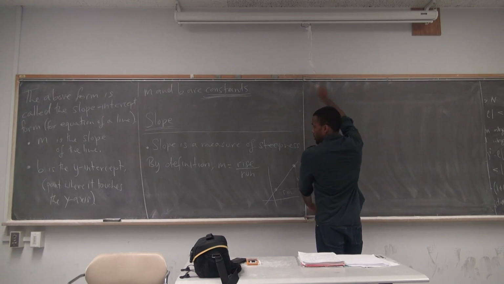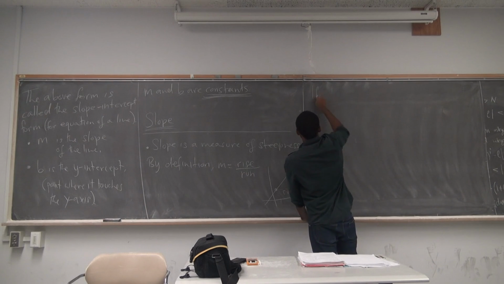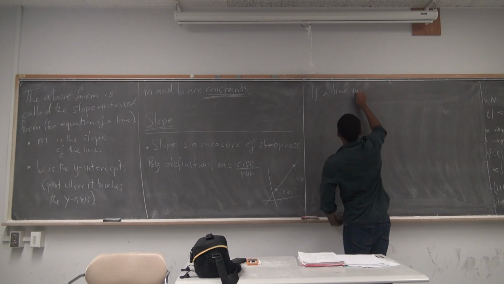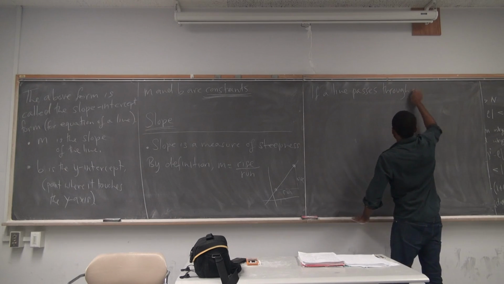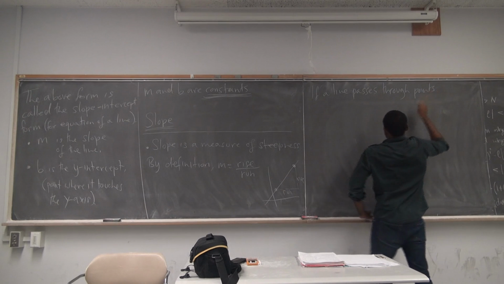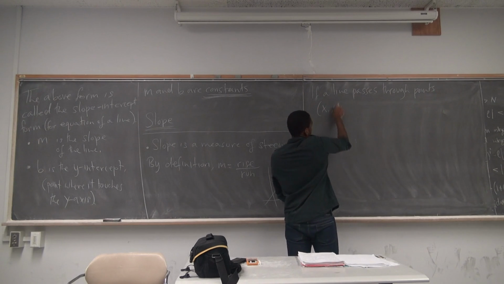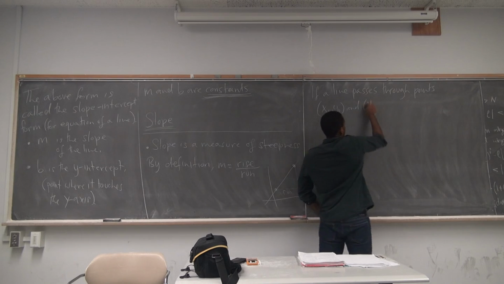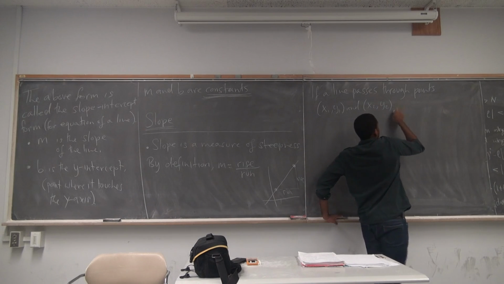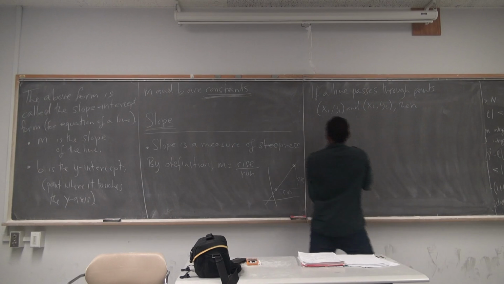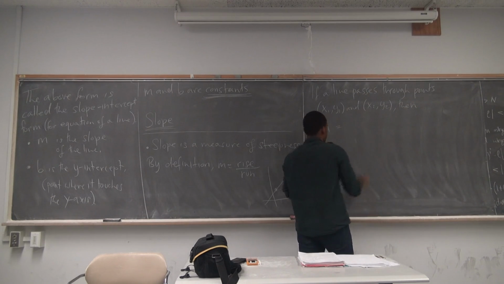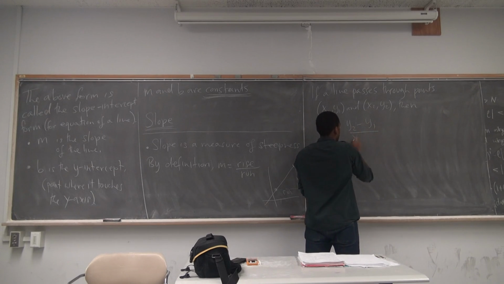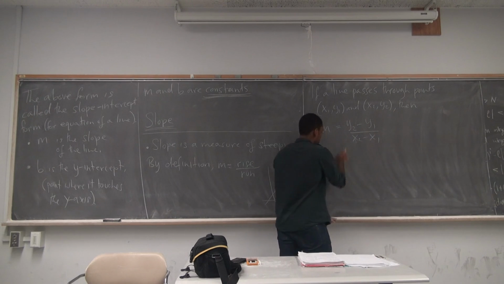So if a line passes through, let's say we know a line passes through 2 points, x1, y1, and x2, y2. Then m equals altogether y2 minus y1 over x2 minus x1. You'll be able to say that in your sleep at this point.